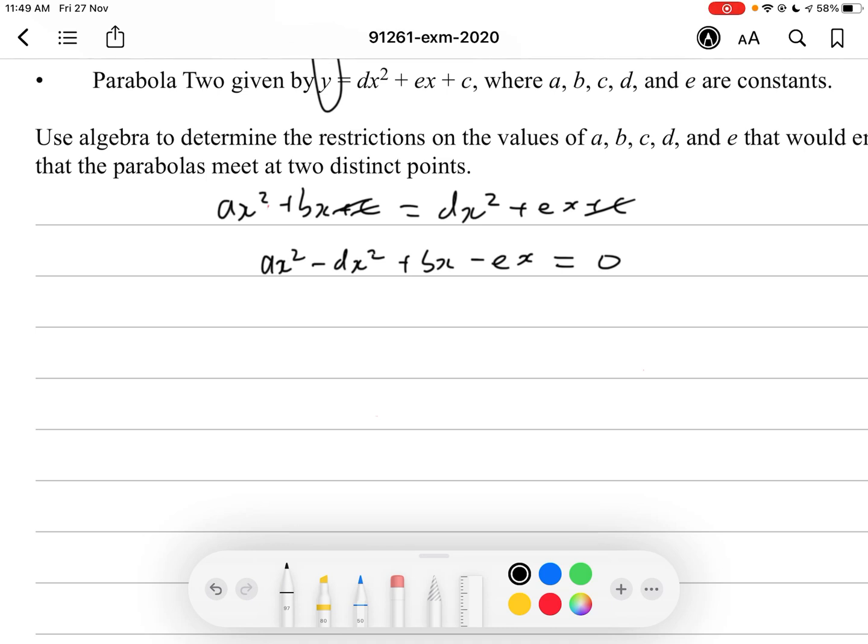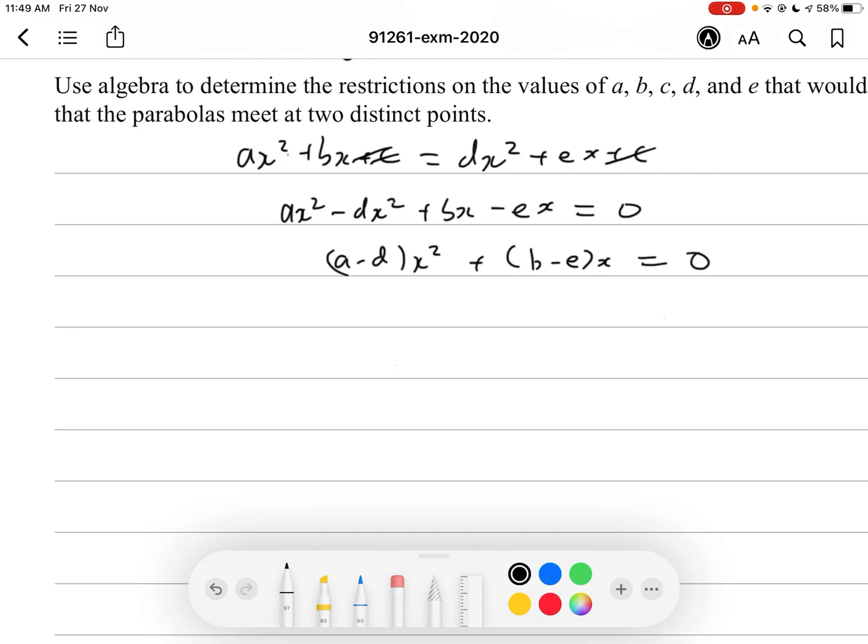And now we can factor the like terms. We have x squared and x squared here, so we can say (a minus d)x squared plus (b minus e)x equals 0. And we can actually factor out x here, if you can see. So x can be factored out, and we have x times ((a minus d)x plus (b minus e)), and that equals 0.